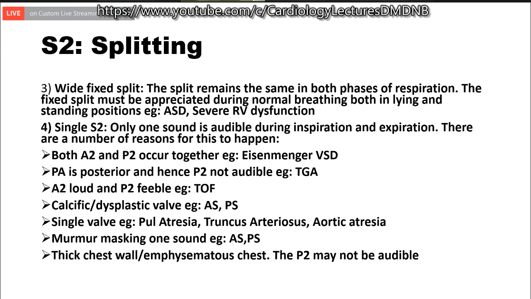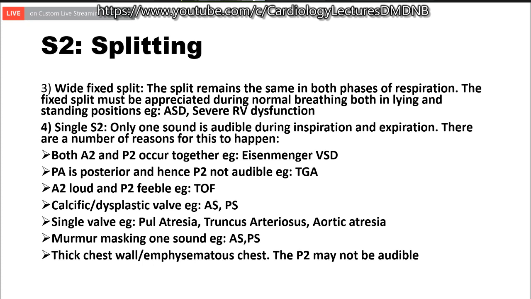Single valve: when there is only a single valve, you hear only a single sound, as can occur in pulmonary atresia, truncus arteriosus, or aortic atresia. Murmur masking one sound, as can happen in patients with aortic stenosis or pulmonary stenosis, where the murmur may be so prolonged that the other sound, for example in aortic stenosis, the pulmonary component of the second heart sound, is masked inside the murmur.